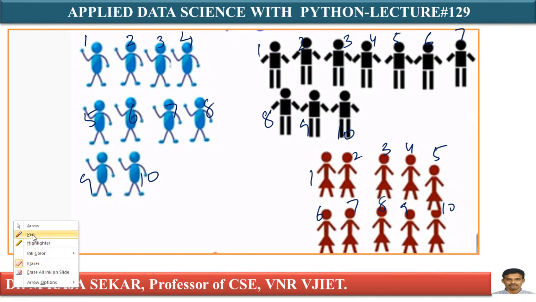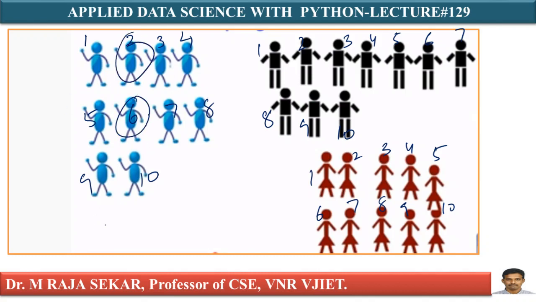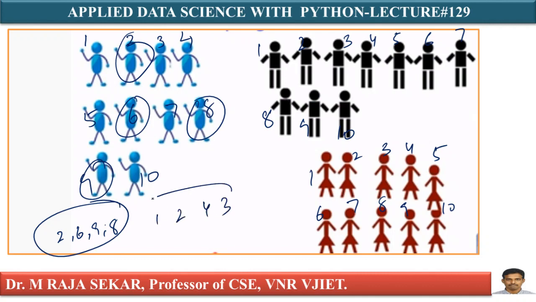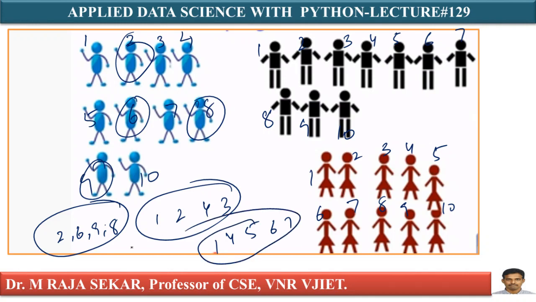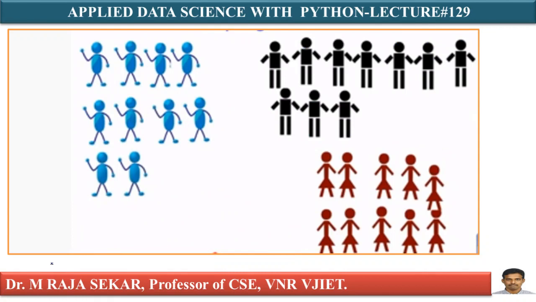In that case, by using random number generators, let me say some numbers, I don't know which: 2, 6, 9 and 8. These may be the 4 members from the blue guys. From the black guys, that may be 1, 2, 4, 3, something like that. And from ladies, I may have 4, 5, 6, 7, 1. I don't know which numbers it will generate. Totally there are 3 strata. From each strata I will collect 4 members so that I can form a sample size of 12.